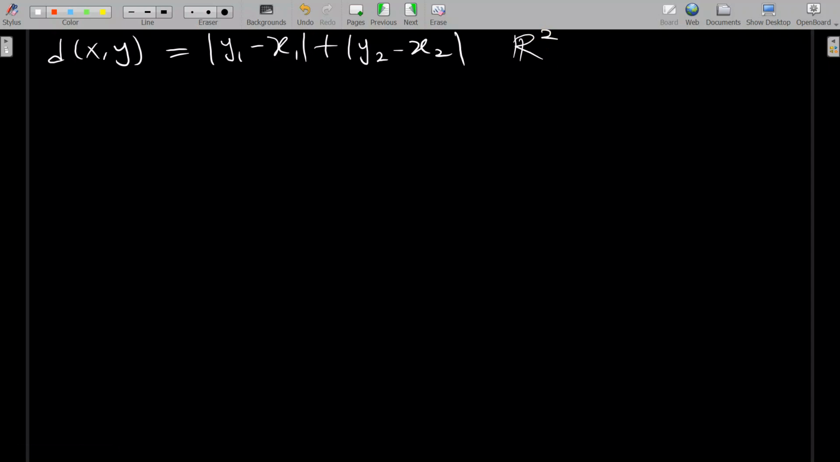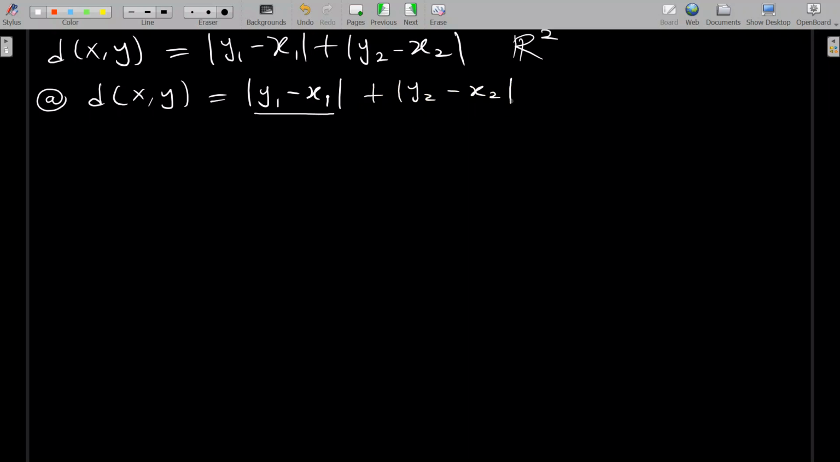Okay, so now let's try and analyze this. The first condition we should show is that this is non-negative. Yes, this is obviously non-negative because the absolute function is never negative. That is, this part will never be negative, plus this part too will never be negative. So it's always greater than or equal to 0, which is satisfied. We are done from the absolute function definition.